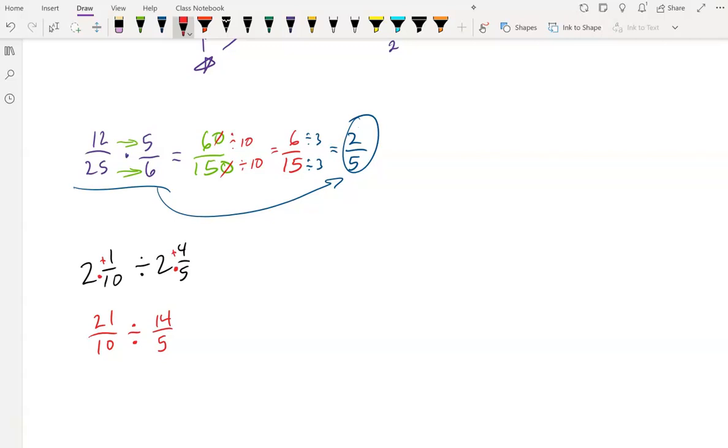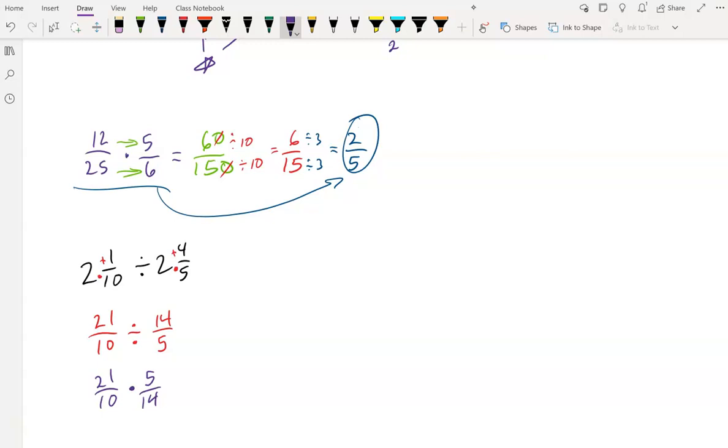But remember that division, I've told you this before, division is multiplying by the reciprocal. So what that means is we are going to keep the first number exactly the same. The first fraction stays the same. But instead of division, we are multiplying. And we're going to multiply by the reciprocal of 14/5. And if you remember, the reciprocal of a number, when it's a fraction, is you just flip the fraction, because the reciprocal is whatever you multiply that number by to make 1. And 14/5 times 5/14 is 1.